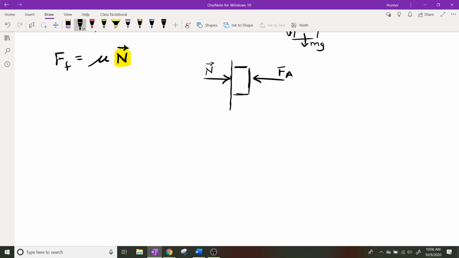So there are two main types of friction. There's static friction and there's kinetic friction.